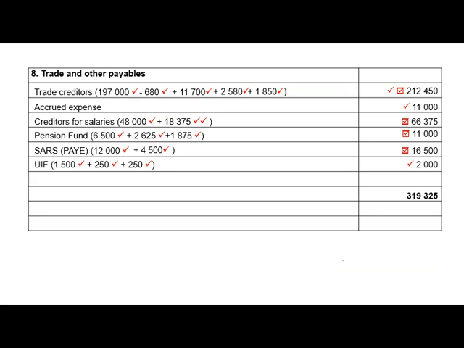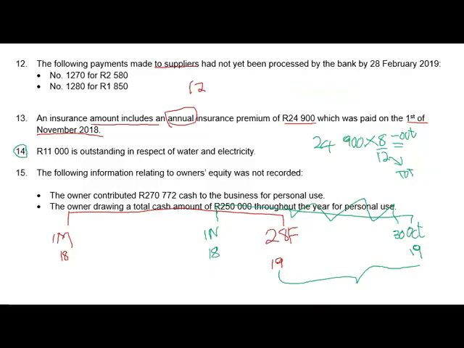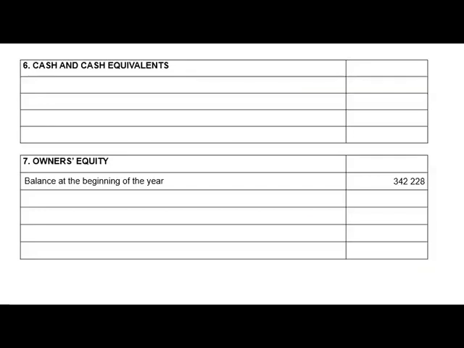The next one will be the last transaction, which says that the following information relating to owner's equity was not recorded. So we've got owner contributed 270,772. That will be recorded in owner's equity note, which is note number 7. Note that for cash and cash equivalent, guys, I will have nothing, okay, because it was not given to me. So I'm going to have a balance at the beginning of the year, which is 342,228. Net profit for the year, I'll have to get that from my income statement.